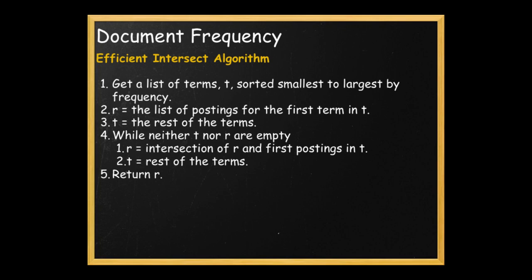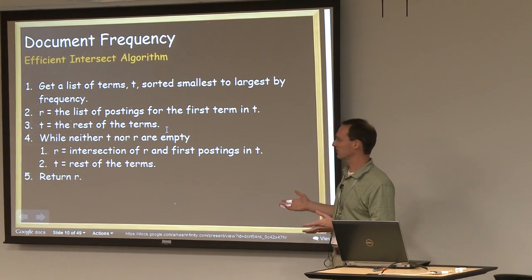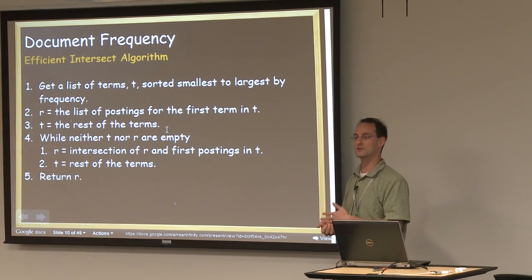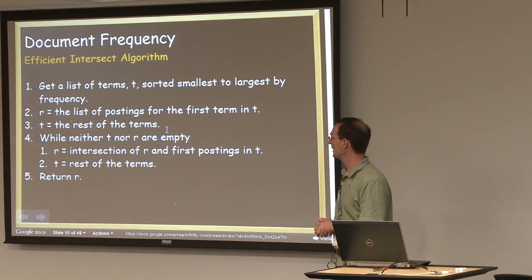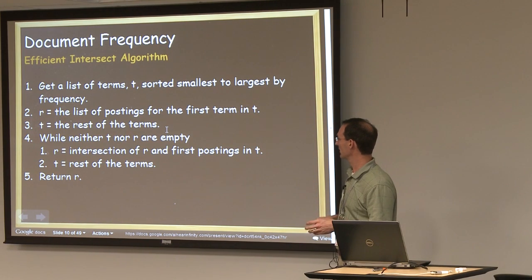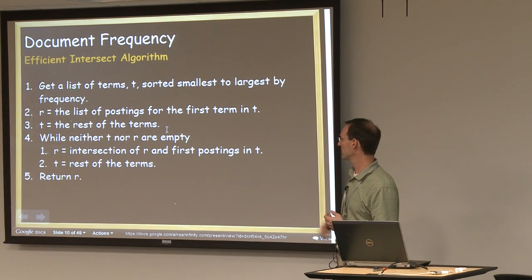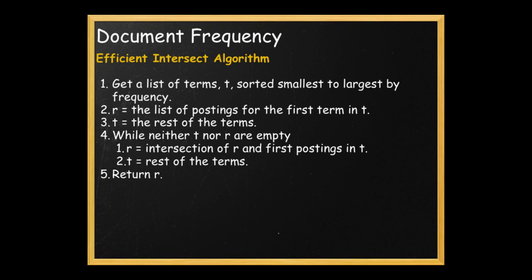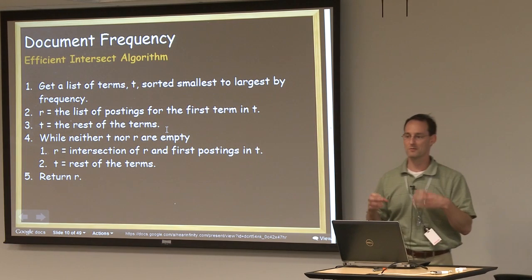Okay, so then there's an algorithm to efficiently intersect once you have this. I won't go through each step here, but if you want to do this, you want to start with the term that has the lowest frequency and work up to those that have the biggest, so you're doing the least amount of work. You get the list of the terms, start with the smallest, and then create a list of the postings for the first term in that list, and then you assign t the rest of the terms. You go through this loop where, as long as t and r are not empty, you reassign the result, r being the results, to the intersection of the postings, and t is the rest of the terms, and you just loop until you've intersected all the way up.